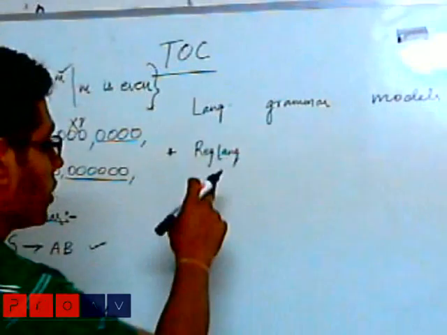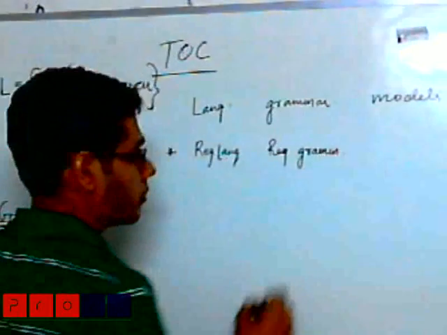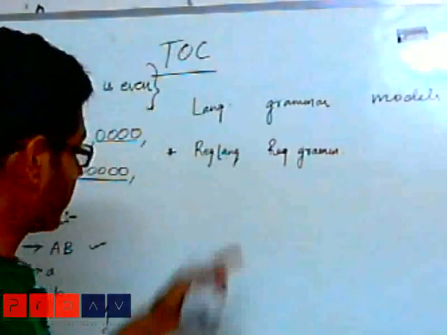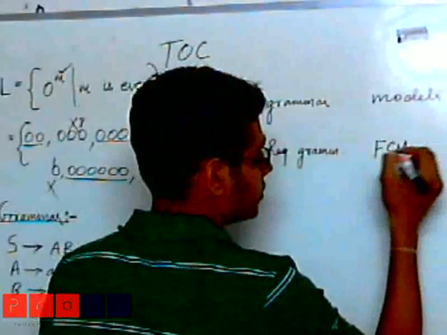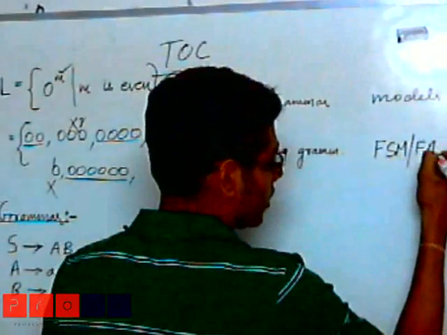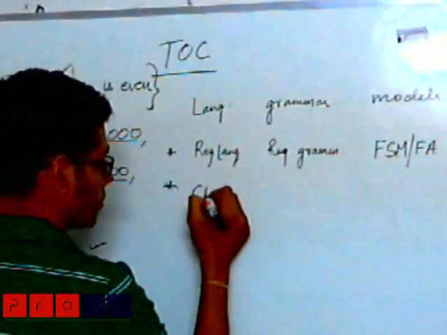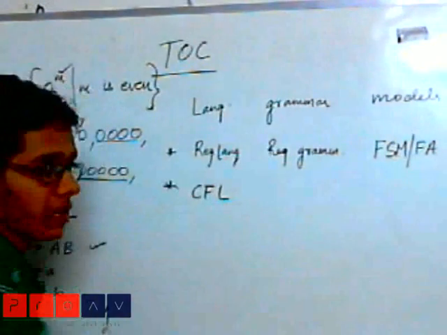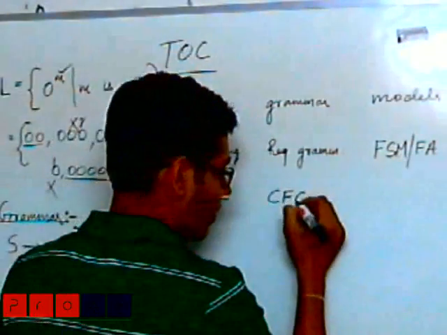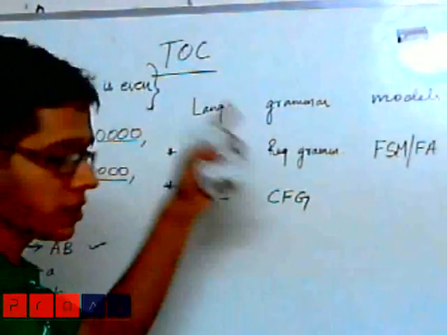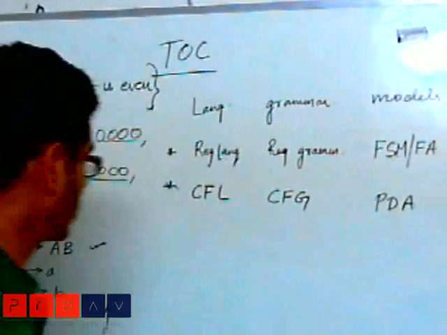The grammar corresponding to this language is called regular grammar, and the model or machine which is going to accept this language we call finite state machines, or finite automata in terms of TOC. The second language is CFL, context free language. The grammar corresponding to these languages is called context-free grammar, and the machine which is going to accept this language is called PDA, that is pushdown automata.